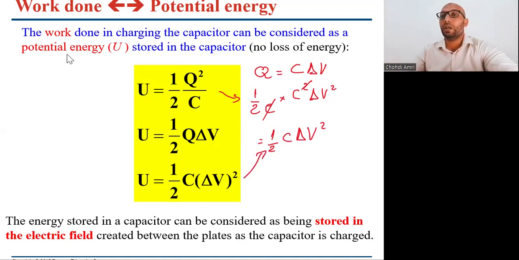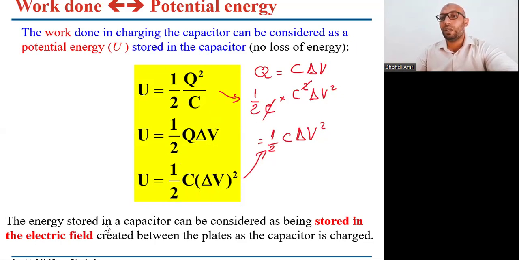So what is the potential energy stored in the capacitor? It can be expressed in terms of Q and C, in terms of Q and delta V, and in terms of C and delta V. So it's half of Q squared over C, which is equal to half of Q delta V, which is equal to half of C delta V squared. So the question here is, which equation are we going to use? Based on the given information in the question, we can decide which equation to use.